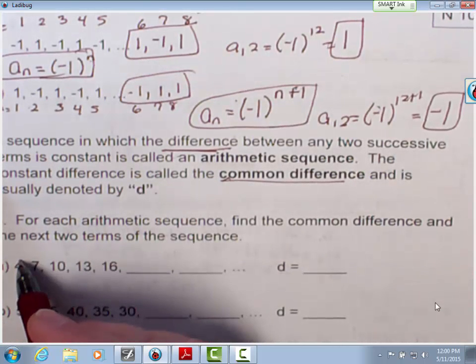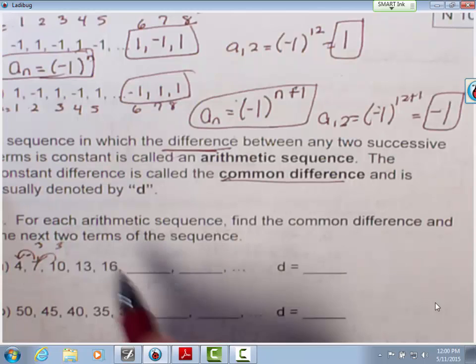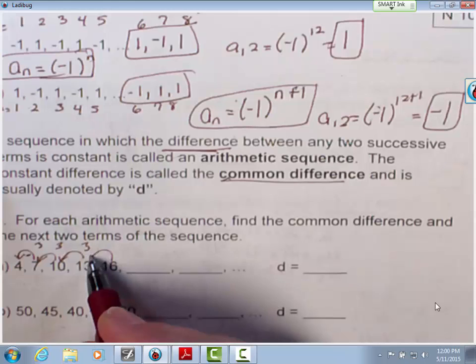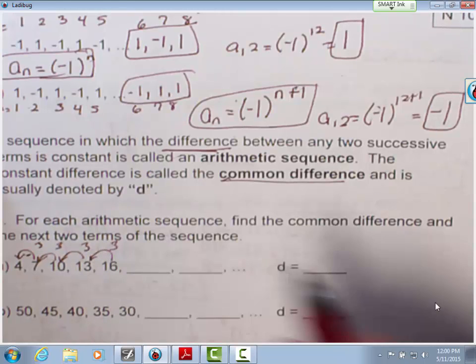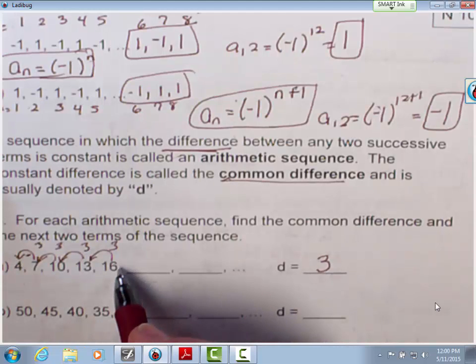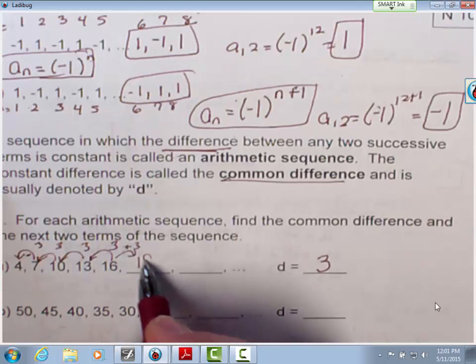So if we come down here, if I subtract 7 take away 4, I get 3. 10 take away 7, I still get 3. 13 take away 10, still get 3. 16 take away 13, I still get 3. So D is 3. Okay? So if I'm going this way now, right, I'm going to add the 3.